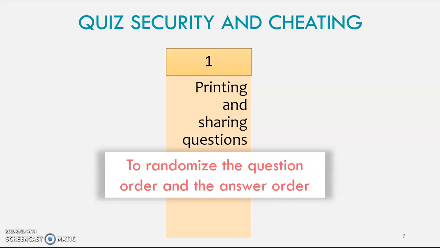Creating larger question banks and giving tests with random subsets is also an effective strategy. If students can take screenshots or print a small number of questions at a time, they will need to view the test again and again, then sort the questions to eliminate the duplicates. So to randomize the question order and the answer order is an effective strategy to prevent the cheating by printing and sharing questions.